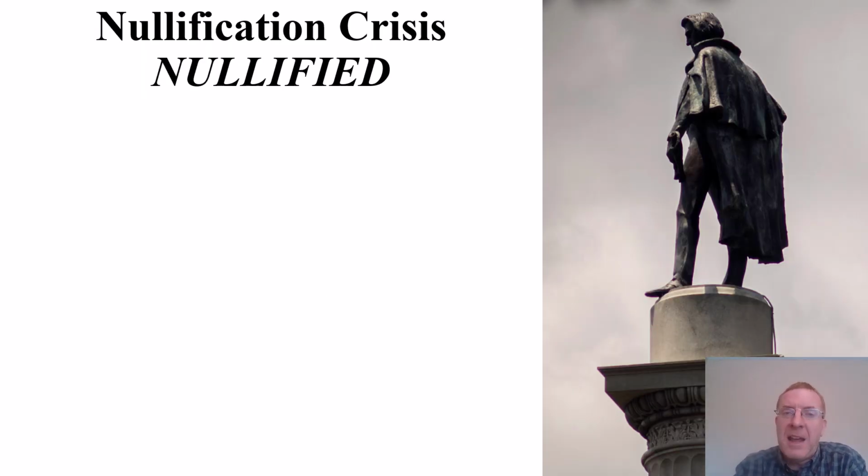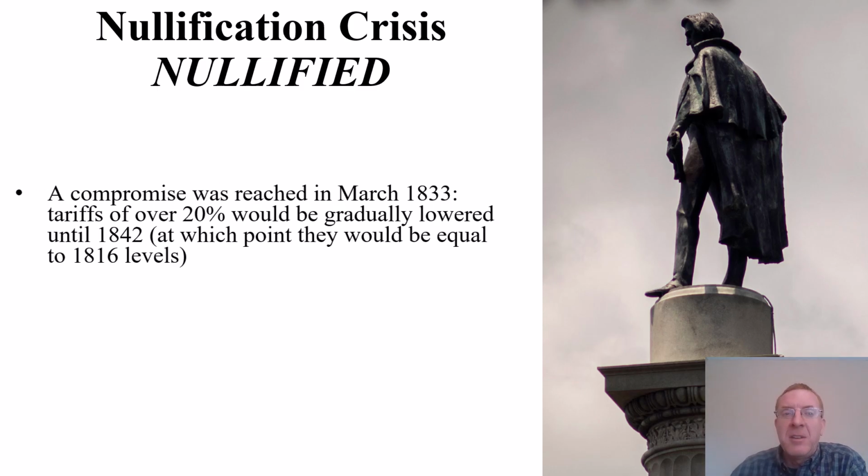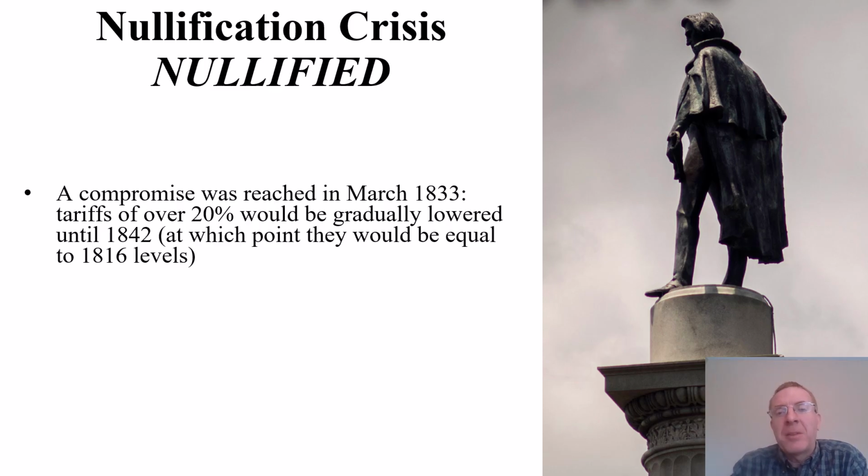Okay, so as a result, the nullification crisis in South Carolina ended up being nullified itself. So let's take a look at what happened here. A compromise was reached in March 1833, shortly after that force bill came about, and it decided that tariffs of over 20% would be lowered slowly until 1842. So it would take 9 years to get them down to where they were before 1816, when they escalated.